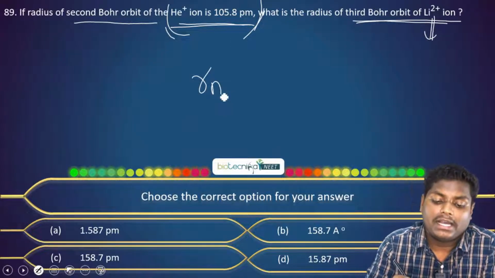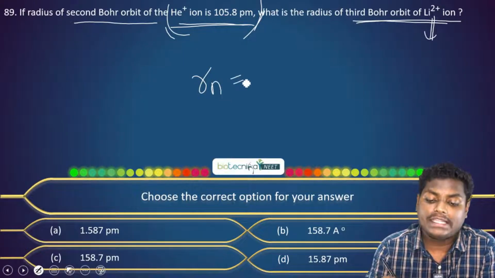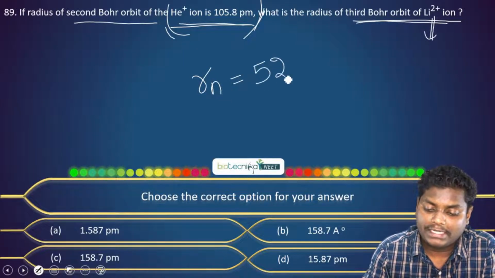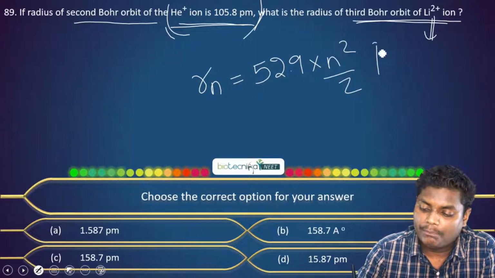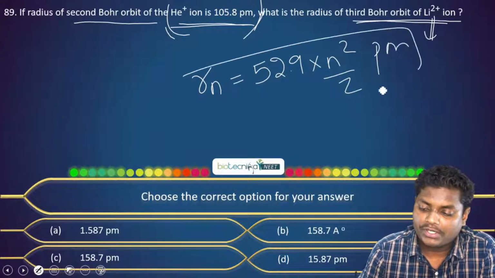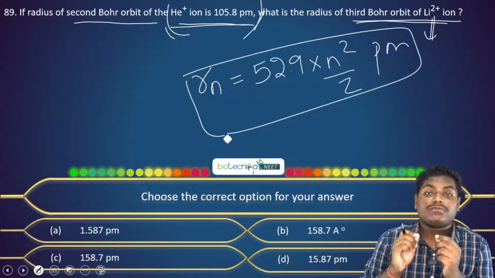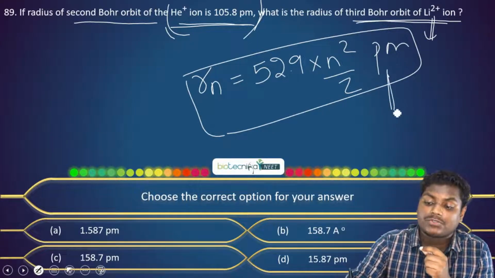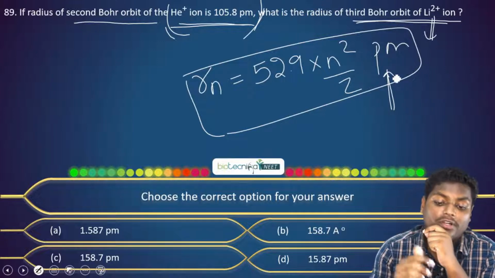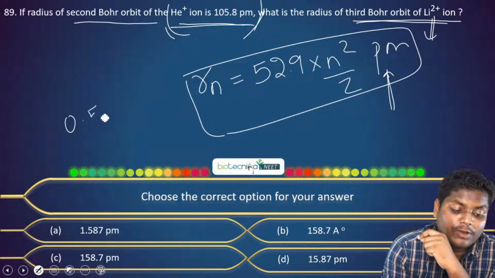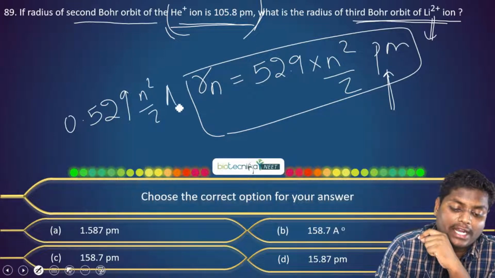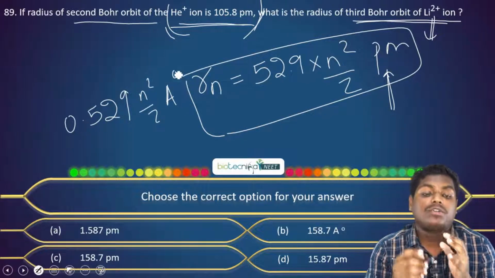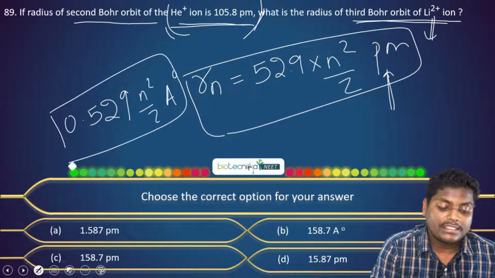What relation? Rn, the radius of the nth orbit, is 52.9 into n square upon z in picometer. Now, when you are remembering this formula, you need to see which unit is associated with it. It is important because this same formula can be written as 0.529 n square upon z into Armstrong. So this will be in Armstrong unit.